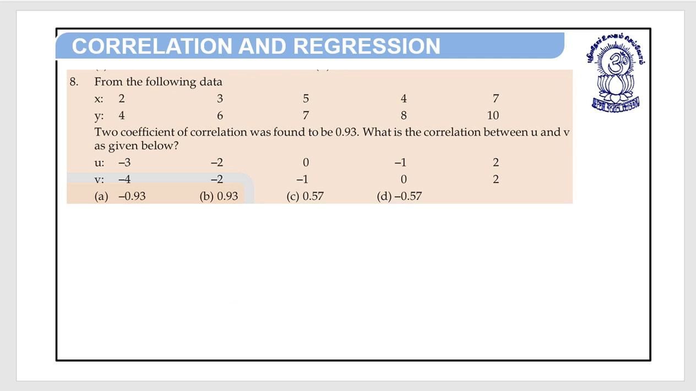Question number 8. From the following data, x is 2, 3, 5, 4, 7 and y is 4, 6, 7, 8, 10, the coefficient of correlation was found to be 0.93. What is the correlation between u and v, as given by u is minus 3, minus 2, 0, minus 1, 2 and v is minus 4, minus 2, minus 1, 0 and 2?